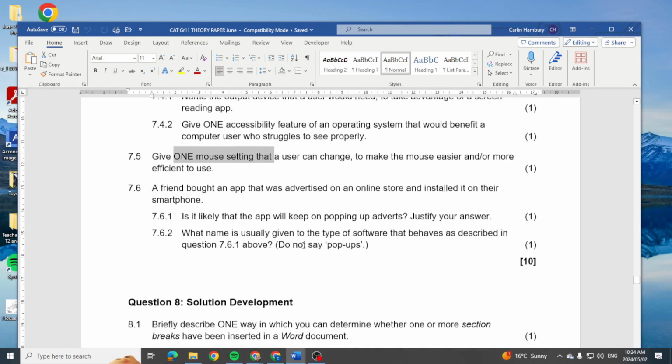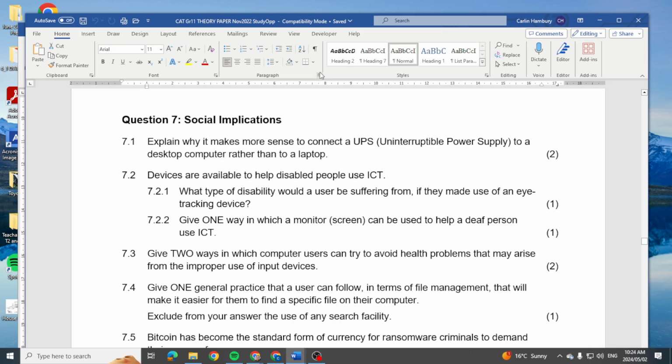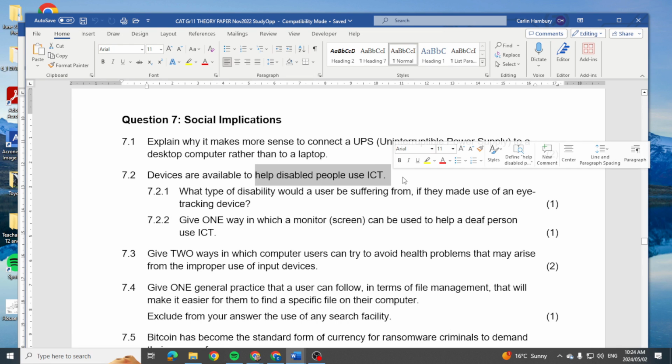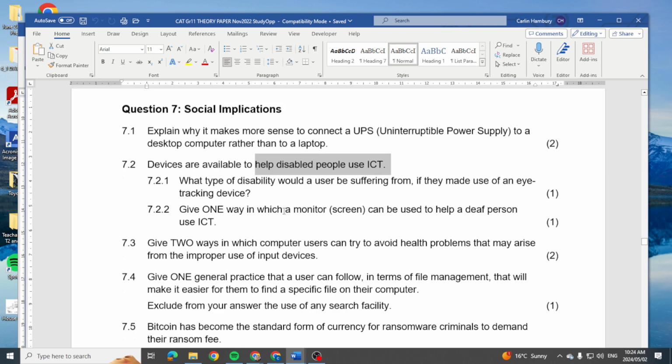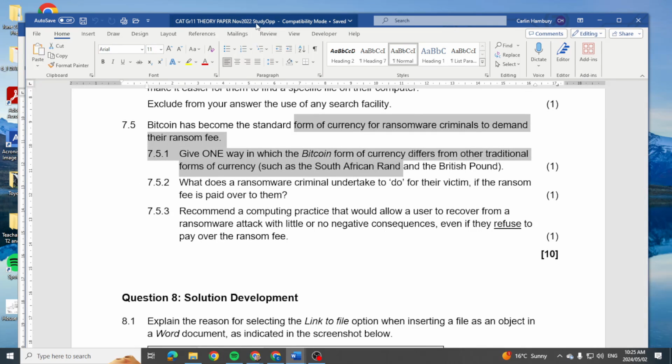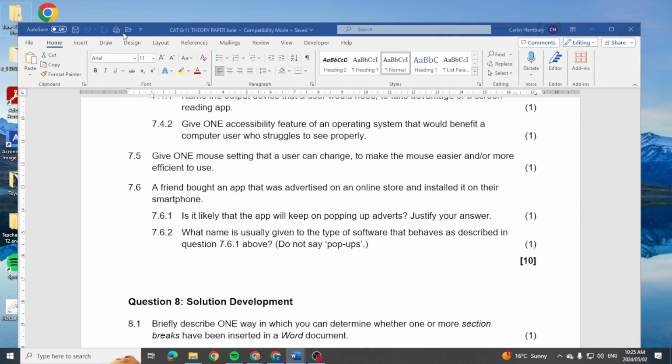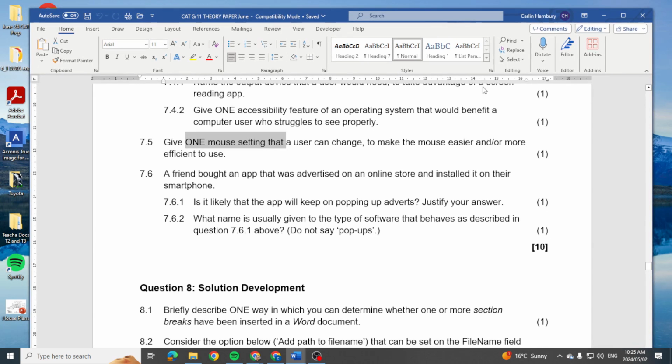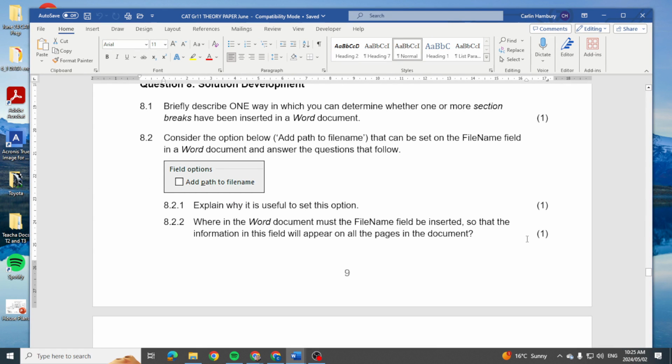This one deals with an app as well. So can you see real world applications, UPSs, ICT devices that are used by disabled or impaired folks, right? Some might even bring in cryptocurrency. Okay, so that's what we'll find more or less in question 7. You can see what types of questions have been asked.